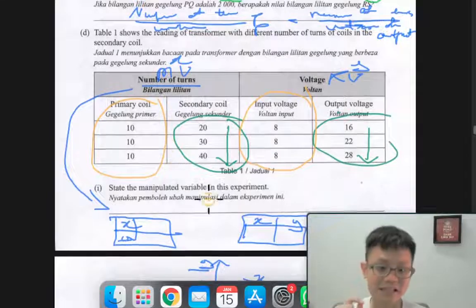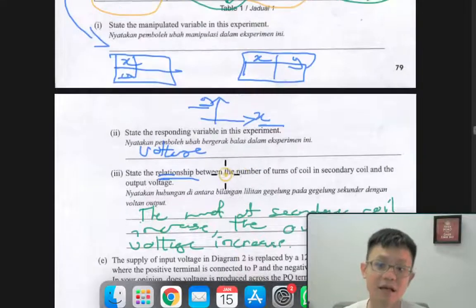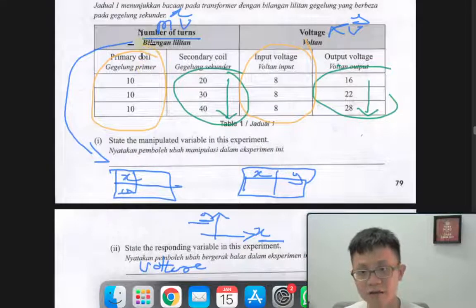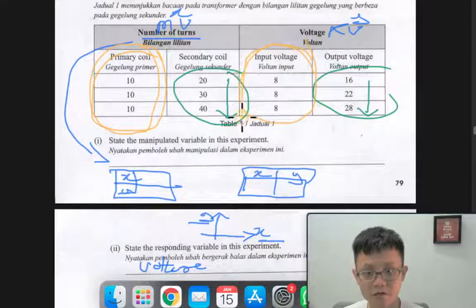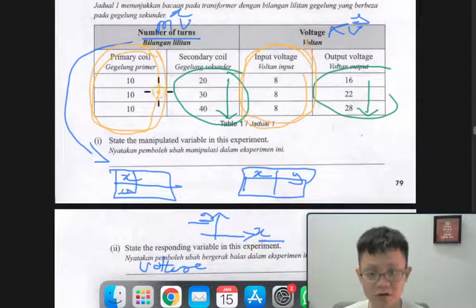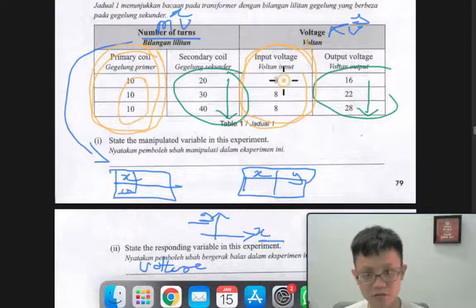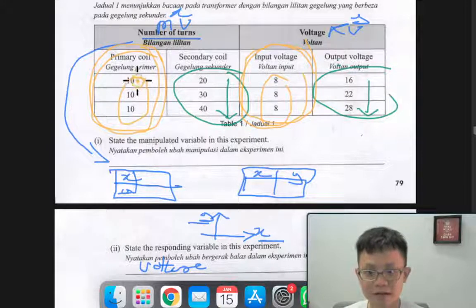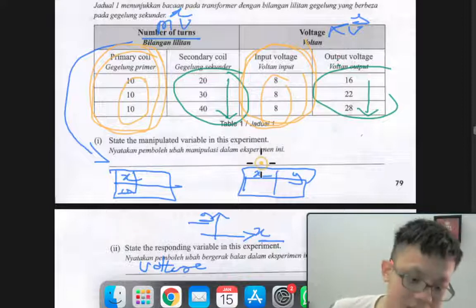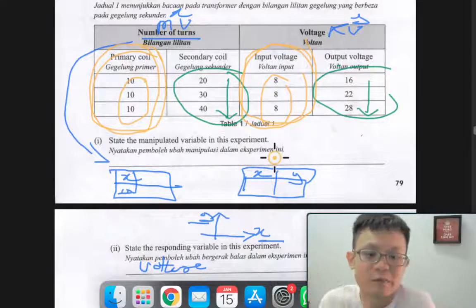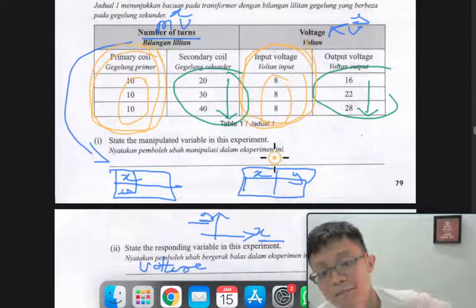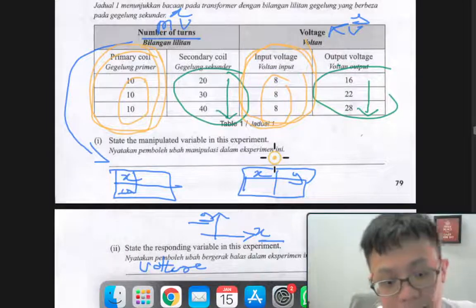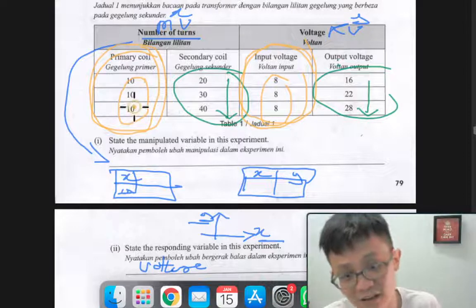So let's say the question asks what is the constant variable? The constant variable for this experiment will be the number of turns of the primary coil and the input voltage. How do you know? Because you can see no change, no change. If you want to change this one, I put here 10, 9, 8, 7, 3, 4. Then what experiment is there to do? There's nothing to do. That experiment is not valid, it's not reliable.